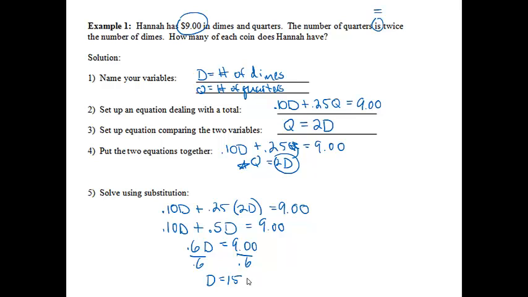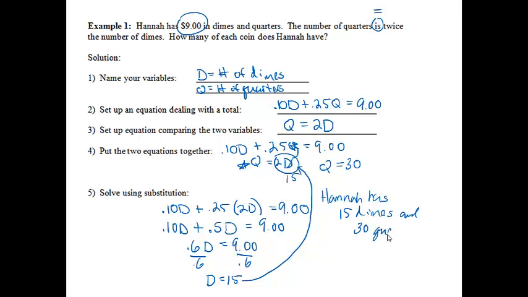And remember, we still need to figure out how many quarters she has. So we're going to come back up to our circle, and if we put 15 in for our D, 2 times 15 is equal to 30. So Q is equal to 30. Then it says, how many of each coin does Hannah have? I will say that Hannah has 15 dimes and 30 quarters. All right, let's try another one.